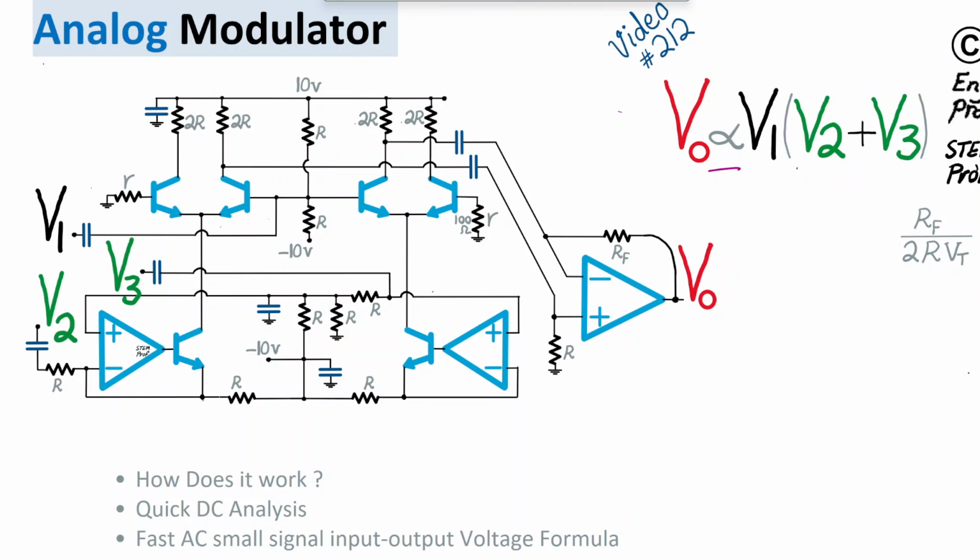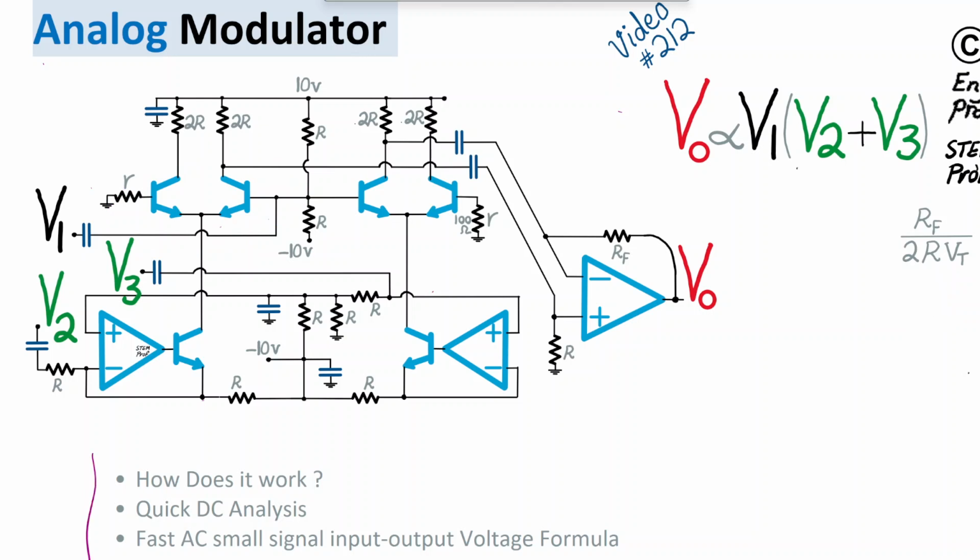Basically, V1 is serving as the modulation of amplitude for V2 and V3, and hence the name analog modulator, which is employing sort of analog multiplier. I'll show that this proportionality coefficient is something like RF over 2 times R times VT, where RF is the feedback resistor here, and R is the main resistor in the circuit. And VT is the terminal voltage of PN junction of BJT transistor, which is roughly about 25 millivolt at room temperature. I'll talk about it briefly.